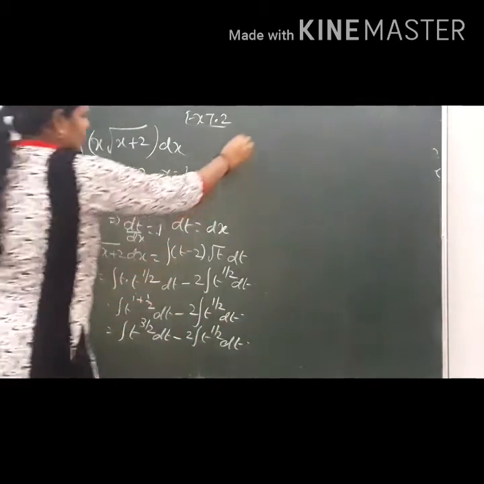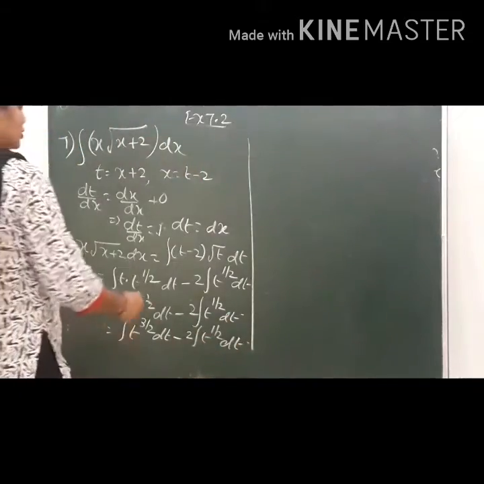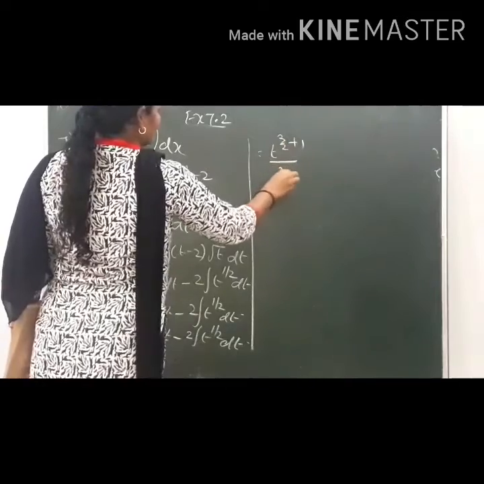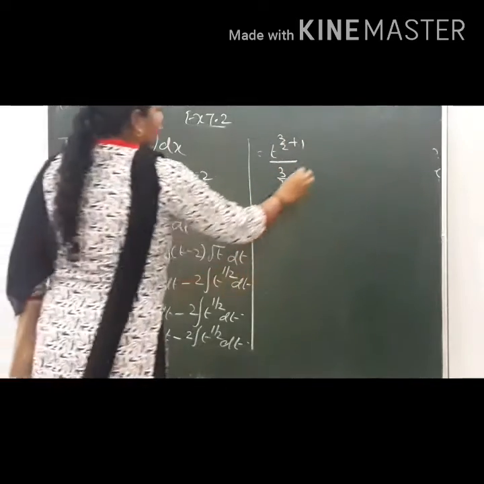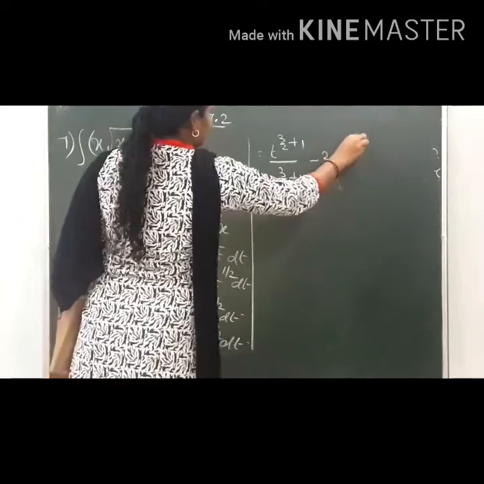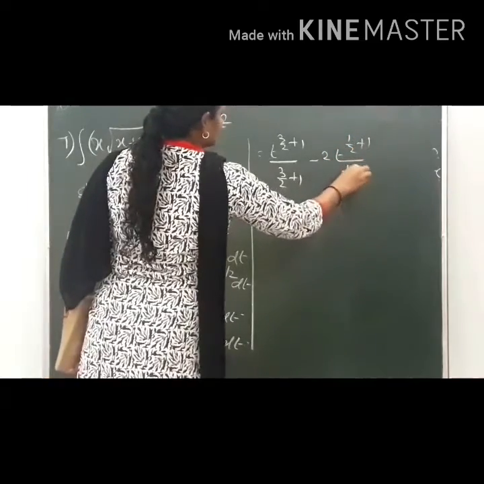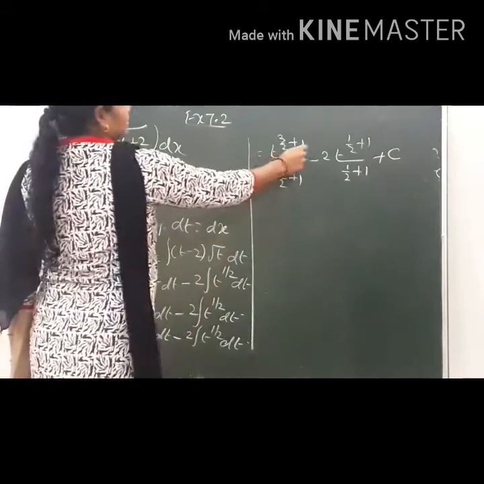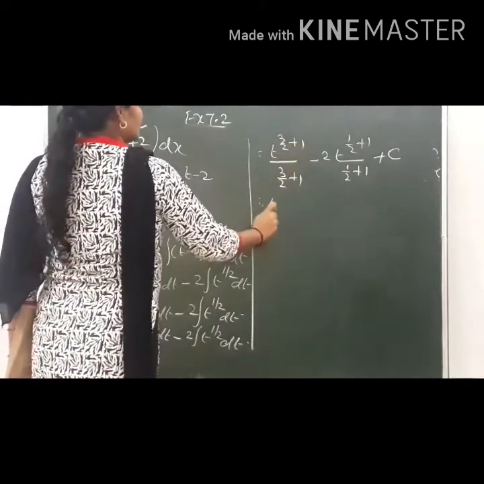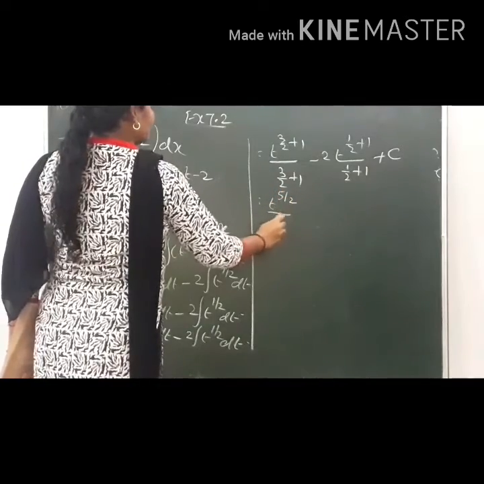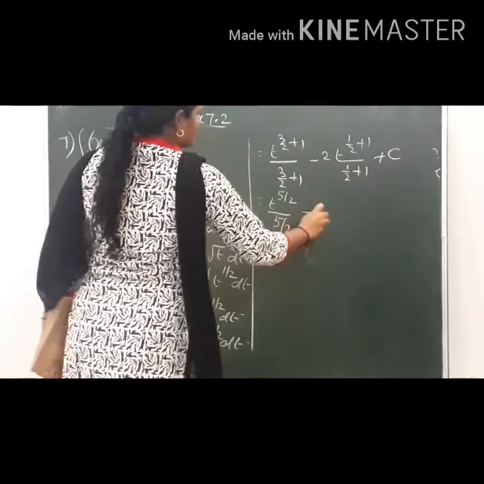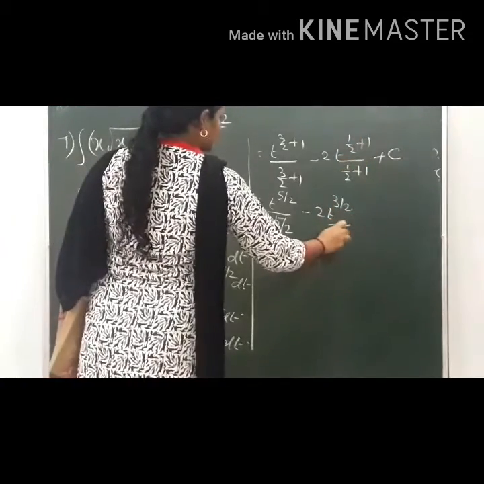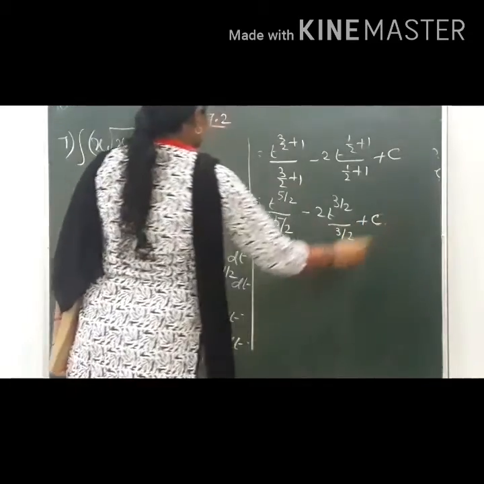Now put the integration here. Applying the formula: t to the power 3 by 2 plus 1 upon 3 by 2 plus 1, minus 2 t to the power 1 by 2 plus 1 upon 1 by 2 plus 1, plus c, because we are putting the integration constant. So 3 by 2 plus 1, take the LCM, 3 plus 2 is 5, that is t to the power 5 by 2 upon 5 by 2, minus 2 t to the power 3 by 2 upon 3 by 2, plus c.